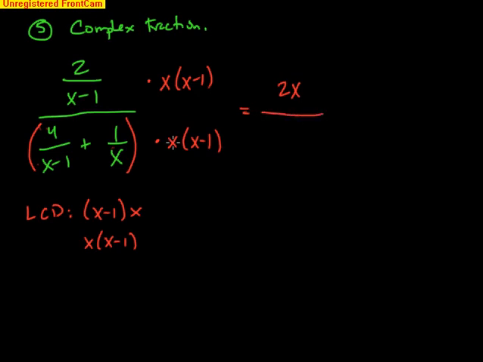Now on the bottom, this x times x minus 1 has to go to both fractions. So let's see. If we look at the first fraction, this 4 is going to be multiplied by only the x, because the x minus 1's cancel.